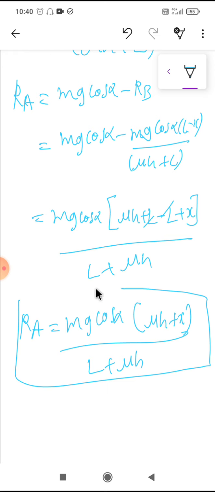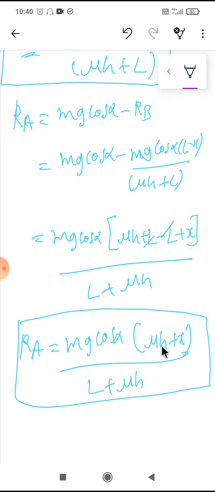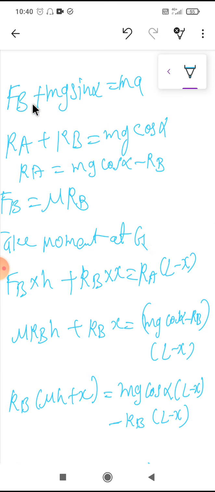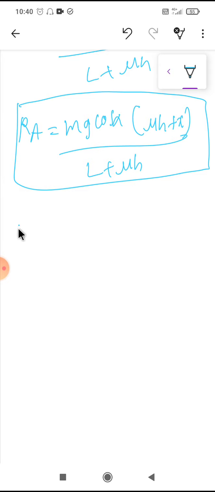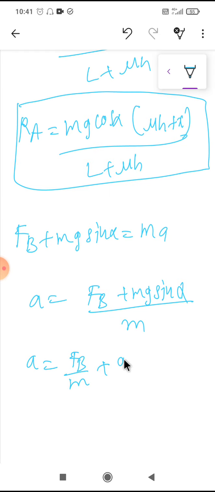Now we have got the value of reaction forces RA and RB. The difference is that here it is L minus x and here it is mu h plus x. Now we have this equation: FB plus mg sin alpha is equal to ma. If I want to find the acceleration, I'll make A the subject. So A will be FB plus mg sin alpha divided by m. So acceleration A is equal to FB by m plus g sin alpha.